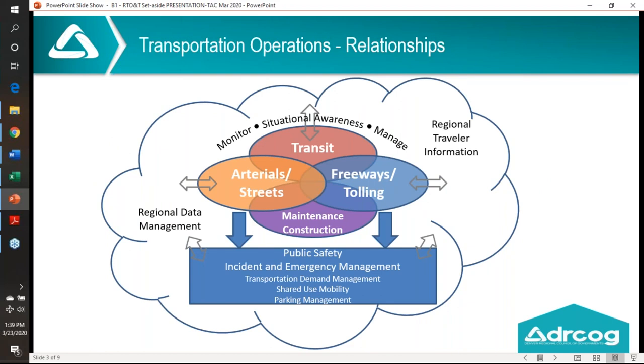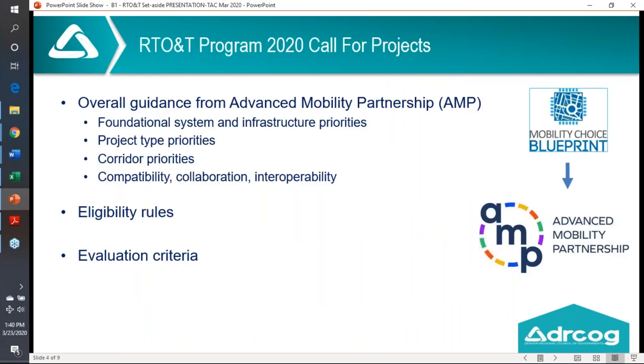One key thing we wanted to point out at the beginning was how all of these things really relate to each other. This is multimodal. It's transit, streets, freeways, and even the aspects related to these, such as maintenance and construction. And this is more about the functions and functionality of different technologies than it is about a specific mode of travel itself. A key thing here is to improve our transportation system performance and its reliability on a day-to-day basis, but also on a real-time basis, improving situational awareness for all the operators of the various types of transportation systems that are out there.